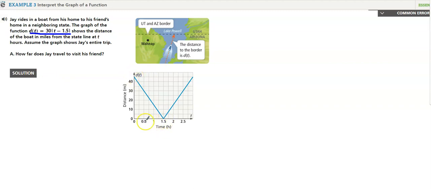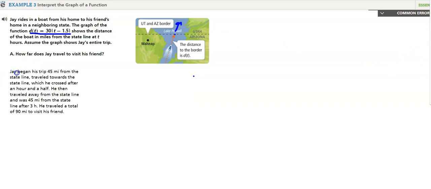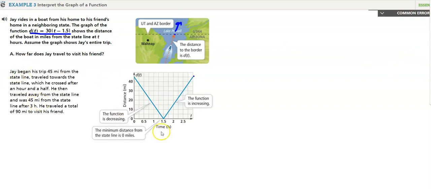What this is showing me is that at 0 hours, when he starts off, he is 45 miles away from the state line between Arizona and Utah. As he drives, he's getting closer and closer. At an hour and a half, he is right here at the state line. Then, because he's continuing to drive north, he's going to pass and start getting farther away from the state line. That's what the graph is showing me. So that's what this explains.